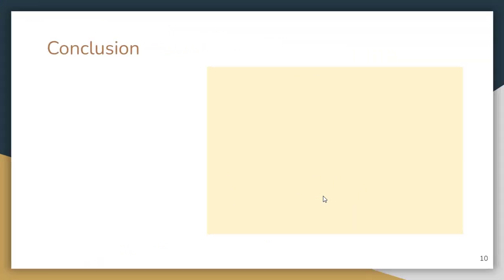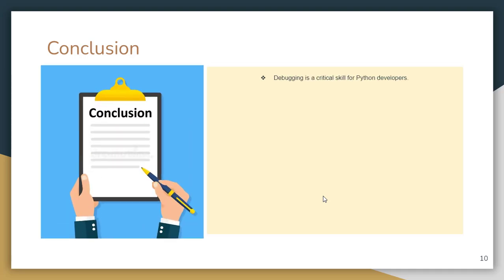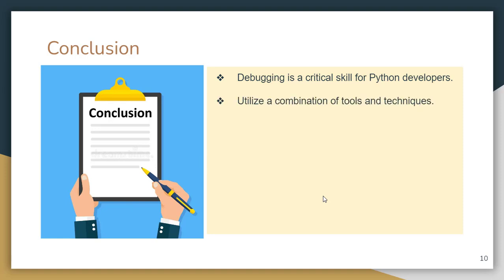Conclusion or summary: what you learned from this video. Debugging is a critical skill for a Python developer. Utilize a combination of tools and techniques for debugging, or for finding and handling errors. Adopt best practices to streamline the debugging process.